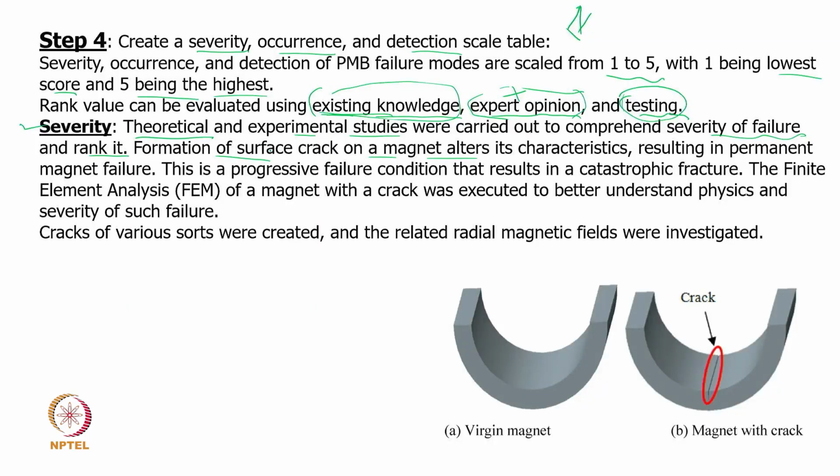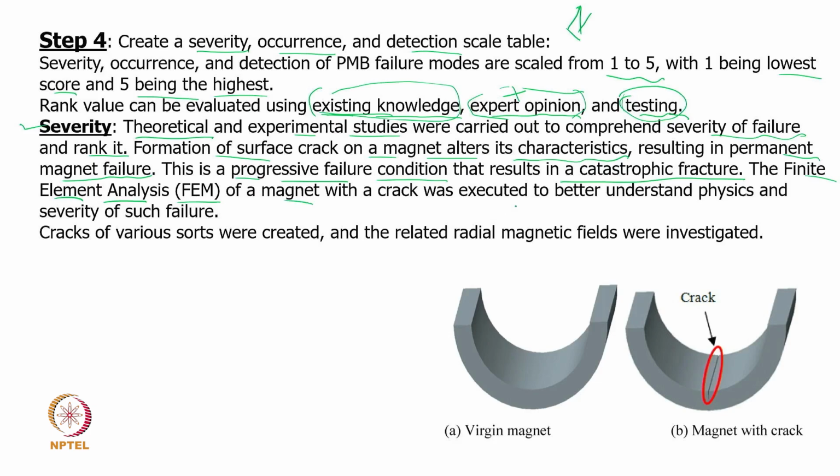For the formation of a surface crack on a magnet, we figured out that it will alter the characteristics of the magnetic field and then cause failure of the permanent magnet. We say that this is a progressive failure condition leading to catastrophic failure or catastrophic fracture, and then we use the finite element method. I am not going into those details, but I will just show the results of the magnet with a crack.